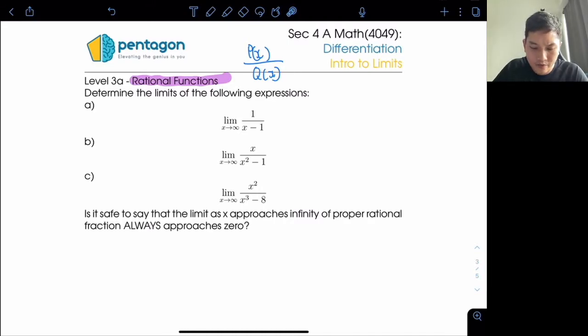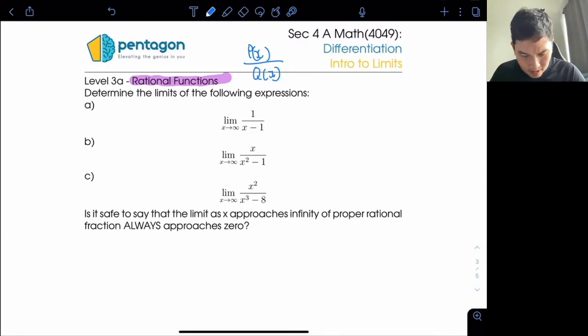Not only that, if you compare the numerator and denominator in these three questions, you will notice a pattern, and that is the degree of the numerator is always lesser than the degree of the denominator. And hopefully after going through these three questions, you should be able to see a pattern that will help you to evaluate limits of these types of rational functions next time. Okay, too much talking, let's get down to business.